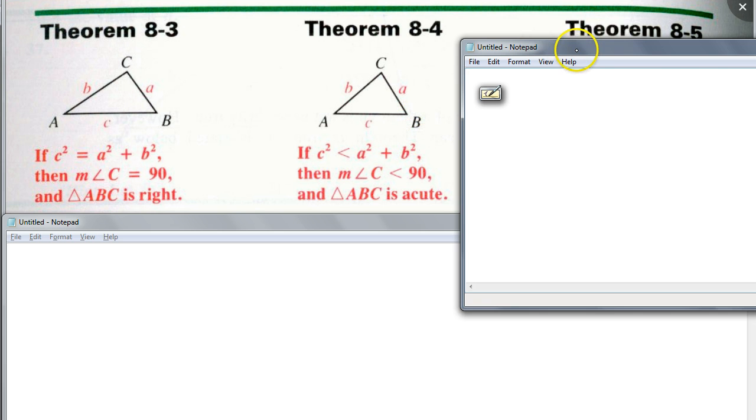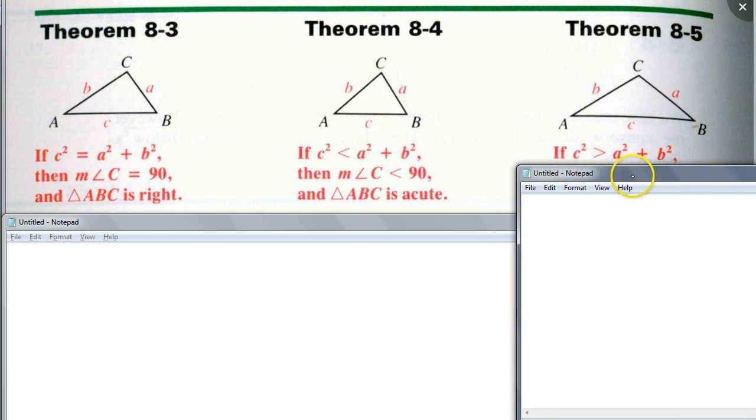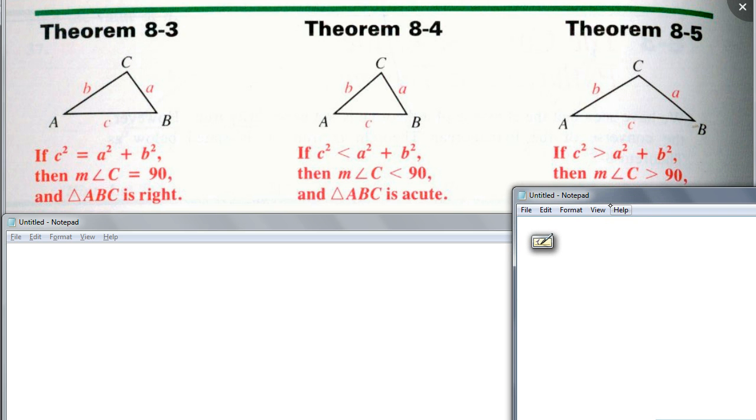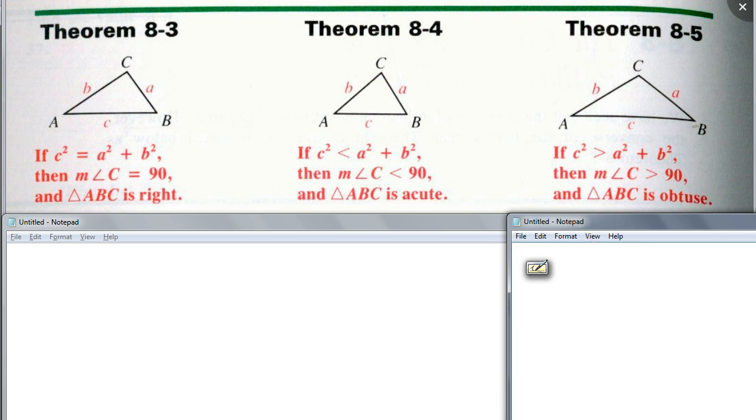Correct? All right, what would happen then if C squared is greater than... Obtuse. Oh, sorry. Thank you. If C squared is greater than A squared plus B squared, you guys could all guess. Guess what's going to happen? You're going to have an obtuse angle, C greater than 90. Therefore, you have what kind of triangle? Obtuse triangle. Is that okay? Like I said, you're going to be proving these for your homework tonight.